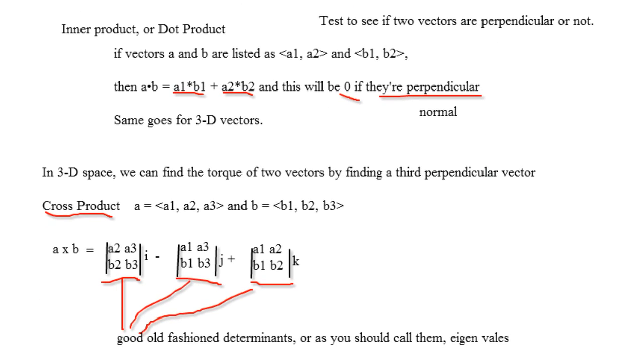It's almost like you're creating your own answer, compared to the dot product. The cross product you do have to use with three-dimensional vectors. If you're given vector A as A1, A2, A3 and vector B as B1, B2, B3, it is A cross B, and you read this as cross. Then you do these good old-fashioned determinants, which you should start calling eigenvalues.